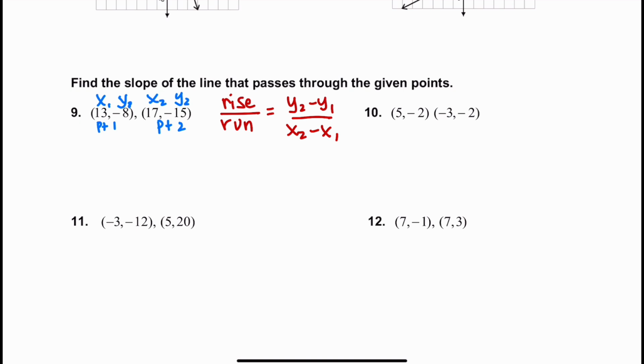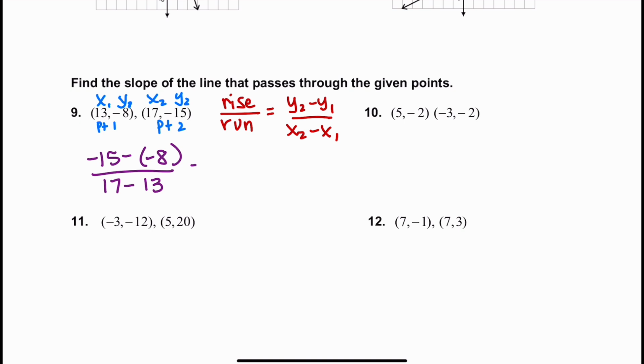So I'm going to take my y2, which is negative 15, minus my y1, which is a negative 8. Now notice I'm minusing a negative, okay? So you're going to keep the negative. If you're minusing that negative, it's going to end up being a plus in the long run. Then I'm going to take my x2, which is 17, minus my x1, which is 13.